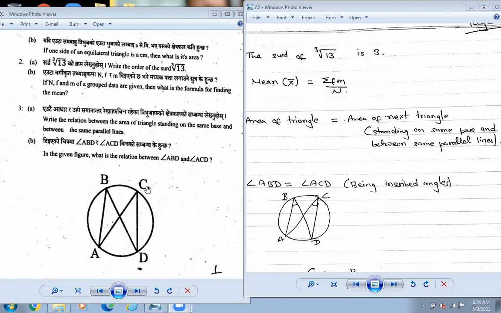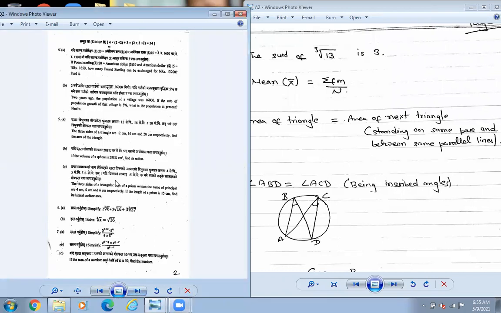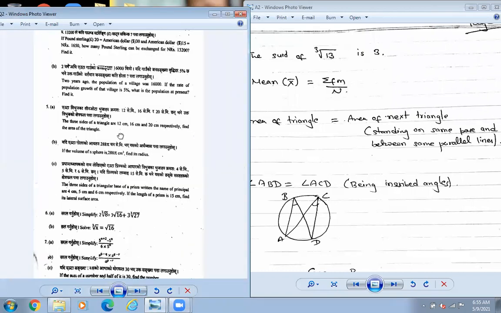Here, in simple terms, what is the relationship between these two? They are equal to each other because they are inscribed angles. Finished. Okay, so in this way we need to solve from number 1 to number 3b. I will send you the recorded version also. Okay, so let us go for the next number.